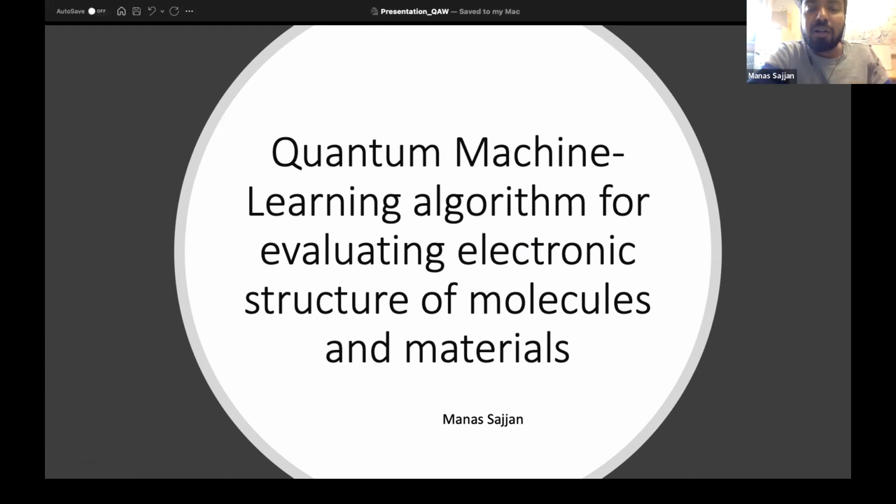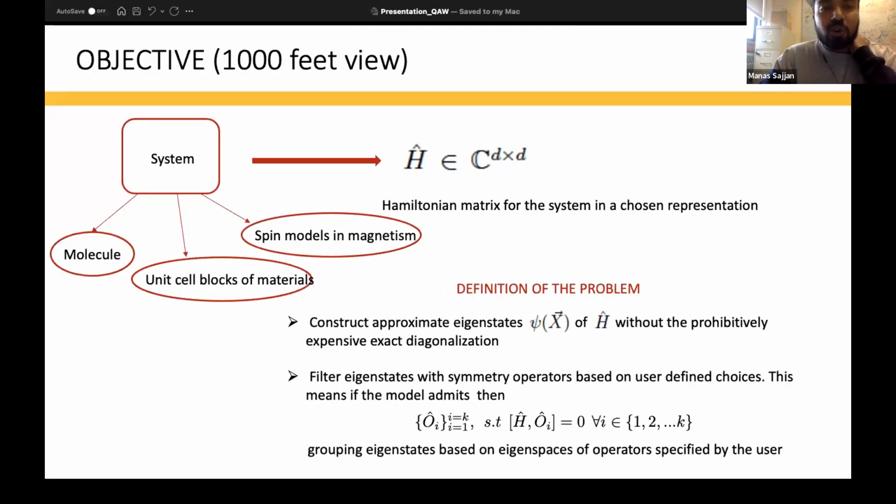Hi everyone. This is Manas Sajjan. I'm a postdoc at Purdue University, and I'm working in Professor Kais's group. So the topic of discussion which I'm going to talk about today would be how to encode a neural network representation of a quantum state for molecules and materials, and how to train that state by using a quantum computer.